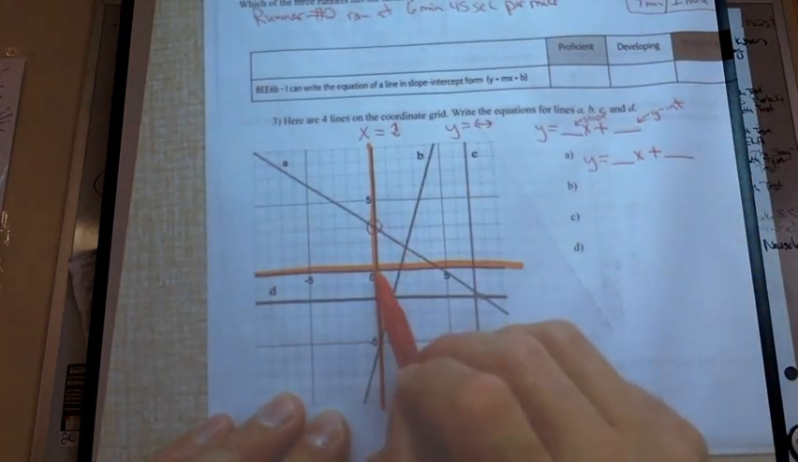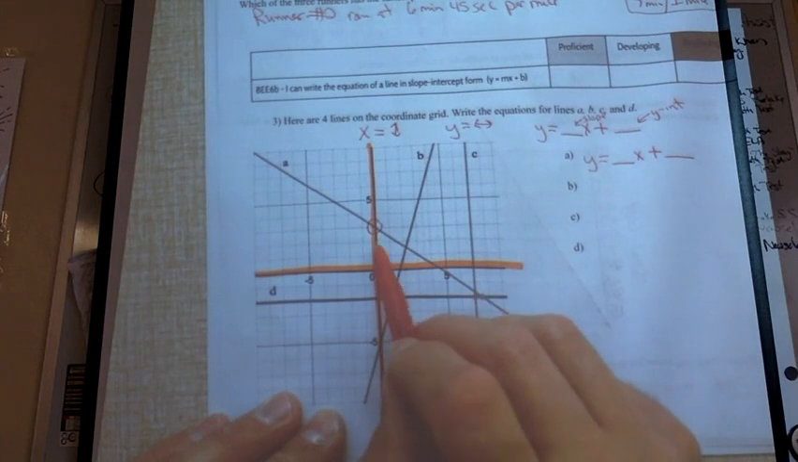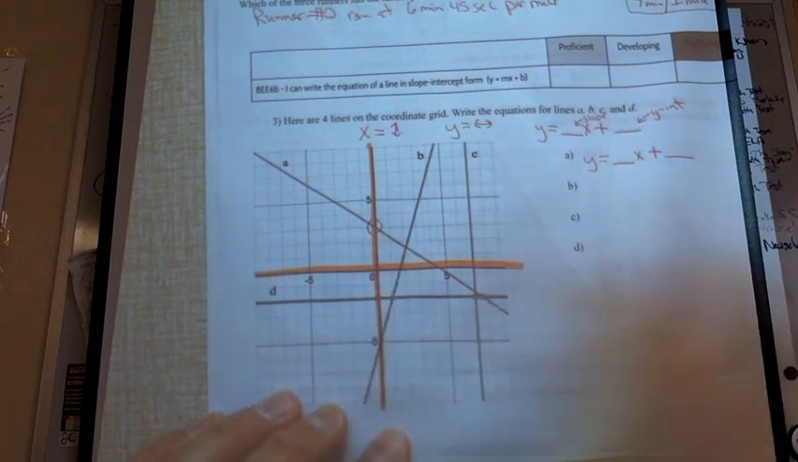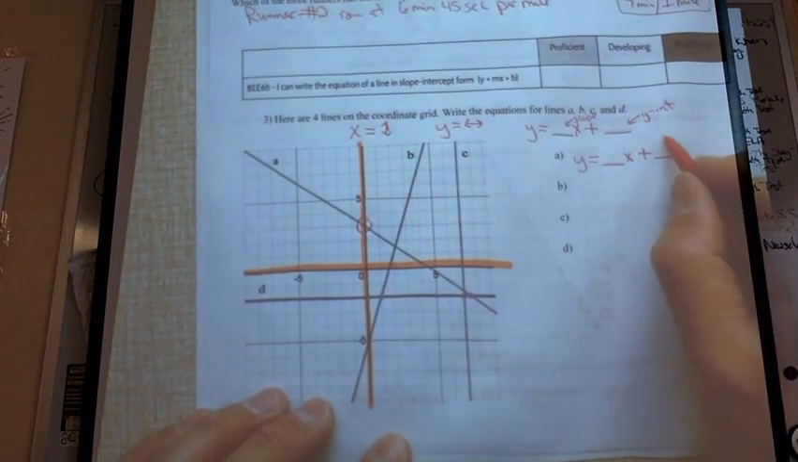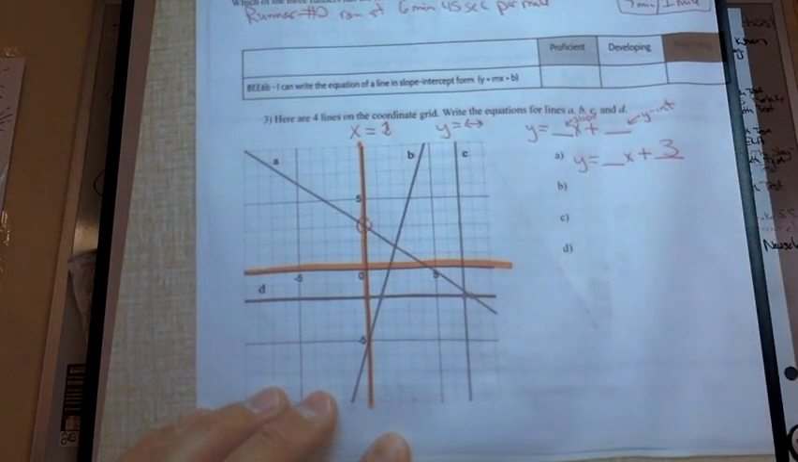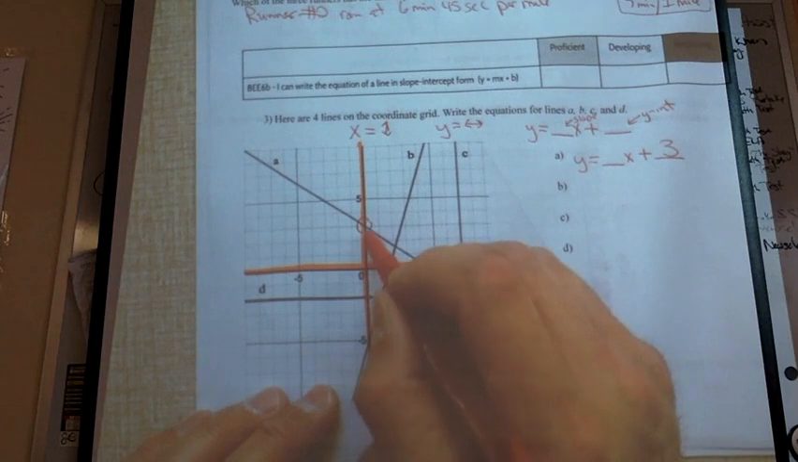So that crosses at, I'm going to count up, 1, 2, 3. So it crosses at 3. So that's where we're going to put our back number. That's where it crosses our y-axis. That's our y-intercept. Then what we're going to do is find the slope.